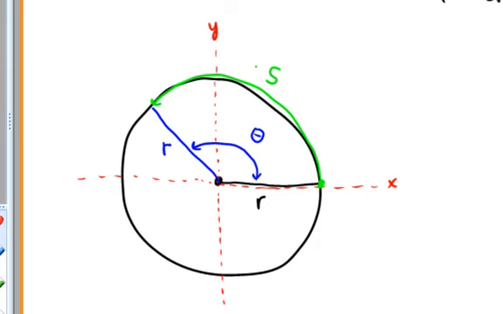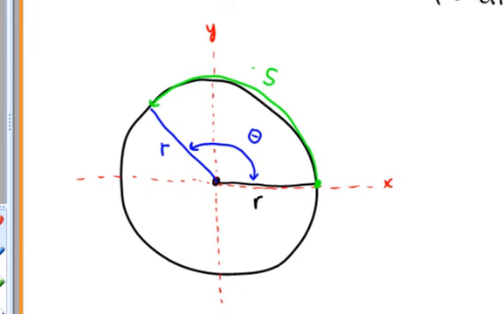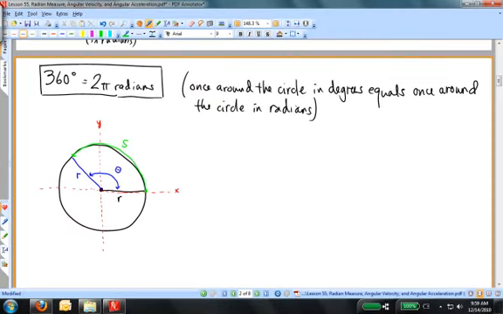Taking our circumference formula as our guide, we can say that there's a relationship between the arc length, the radius of the circle, and the angle. And that relationship is that s is equal to r times theta, where s is the arc length, r is the radius, and theta is the angle in radians that the circle has gone through.